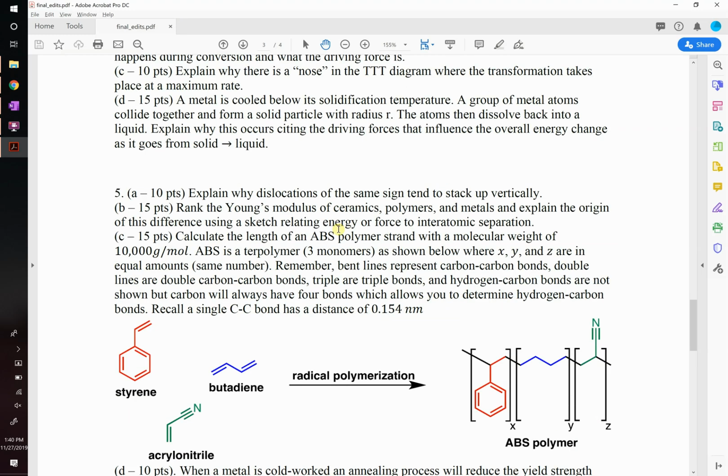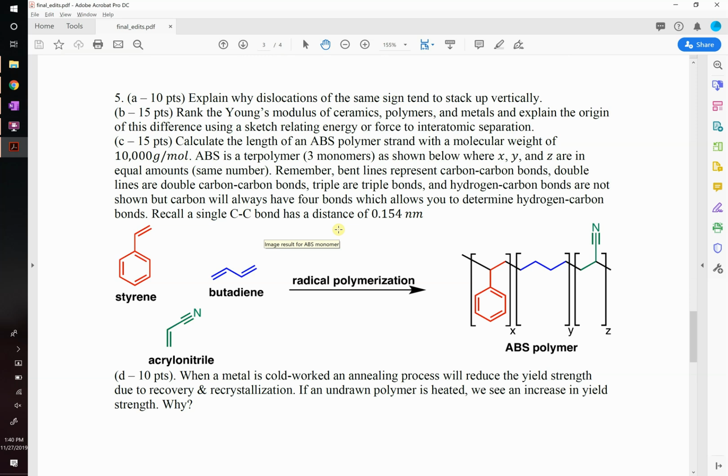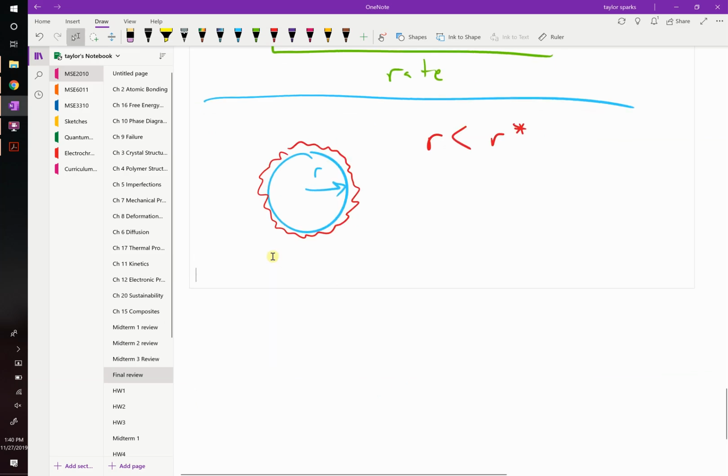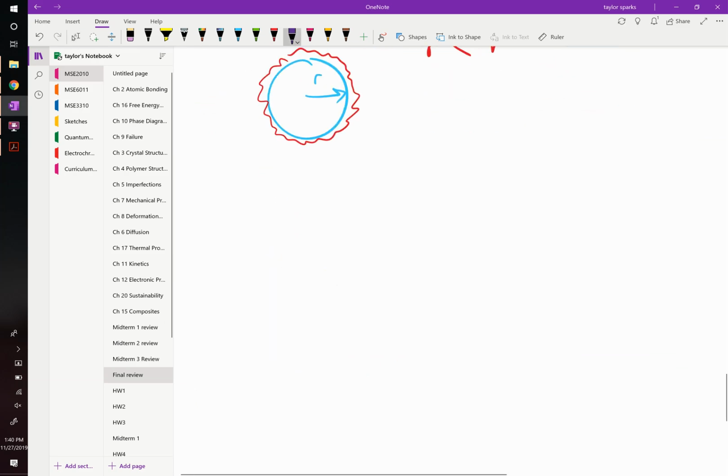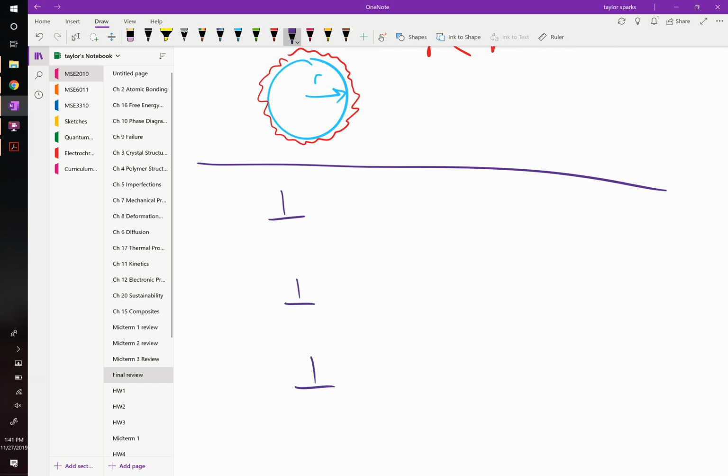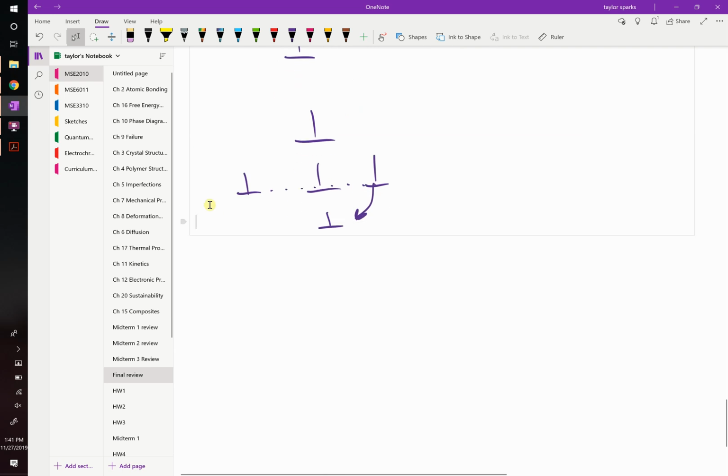How about this one? It says, explain why dislocations of the same sign tend to stack up vertically. You guys remember why that was the case? We showed you some videos of it happening. We showed you with the soap bubbles that dislocations of the same sign, you can see them in the video, stack up like this. And if you happen to have two on the same row as one another, they repel one another. But if they did something, in this case, they dragged that one down, then they lined up afterwards, before and after. Why is that the case? Why do they line up?